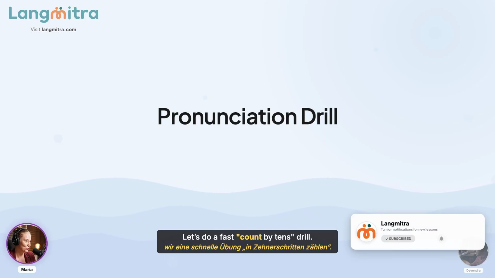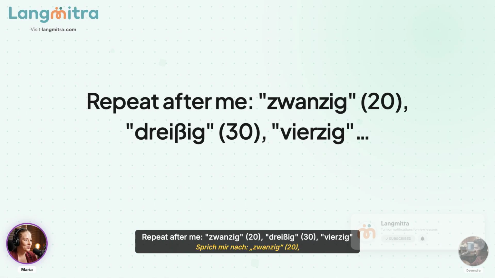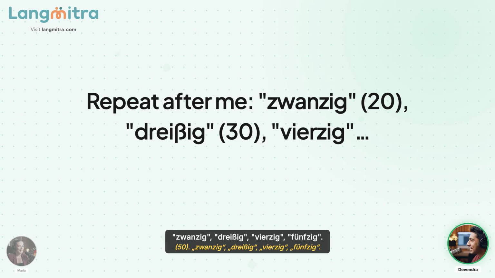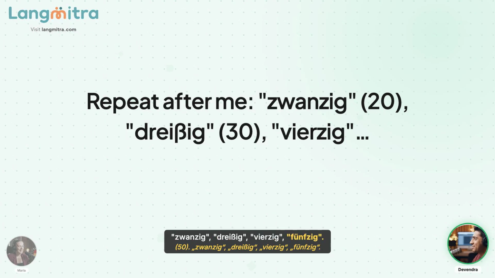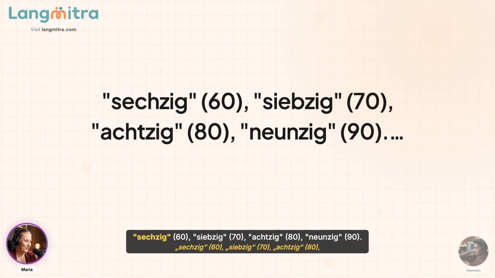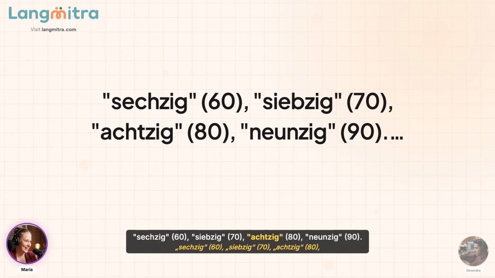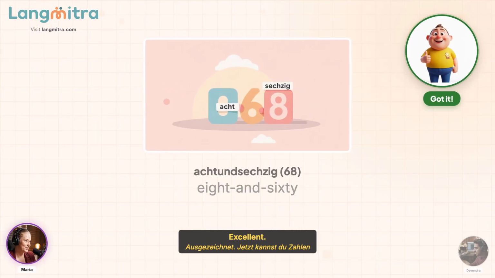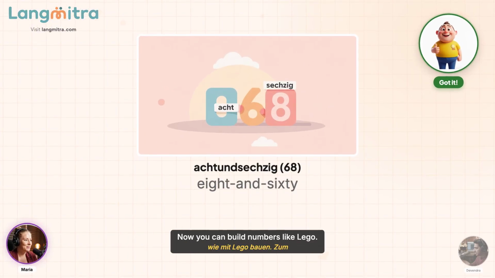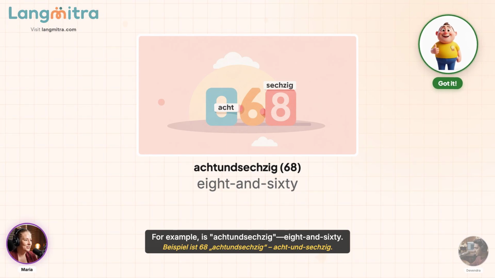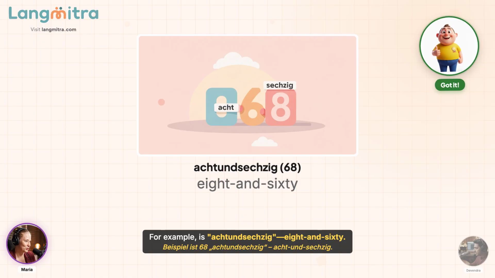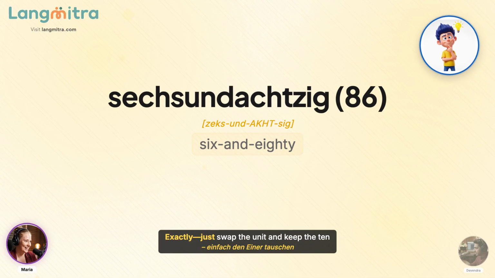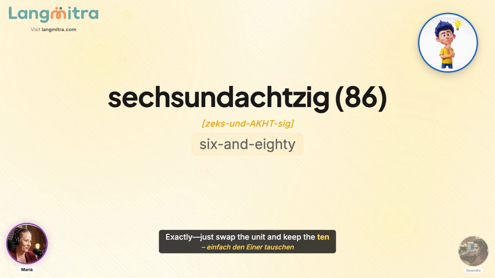Let's do a fast count by tens drill. Repeat after me. 20, 30, 40, 50. Nice. Add the next four. 60, 70, 80, 90. Excellent. Now you can build numbers like Lego. For example, 68 is achtundsechzig, eight and sixty. So 86 would be sechsundachtzig. Exactly. Just swap the unit and keep the ten at the end.